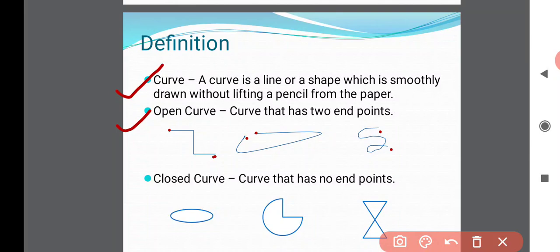A closed curve has no endpoints, or you can find the area which is enclosed in it. Here you will see this area is enclosed in it. So you can say yes, these curves are closed. You cannot find any end point or the beginning point.